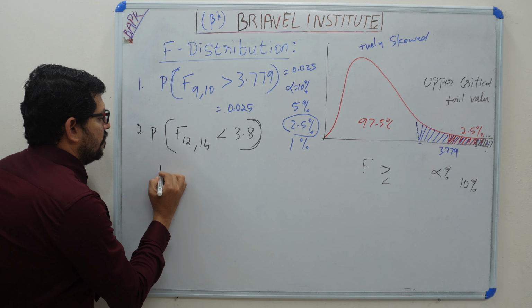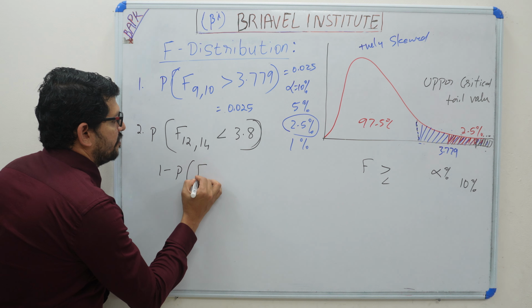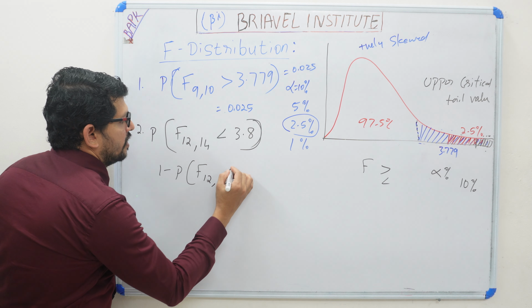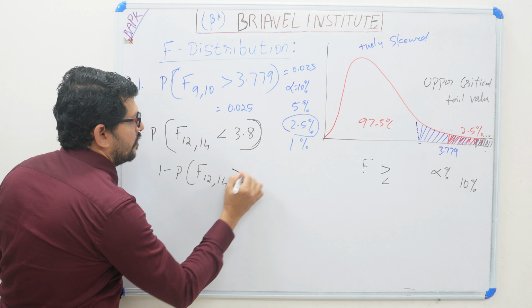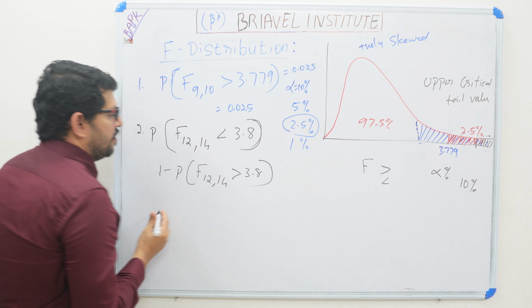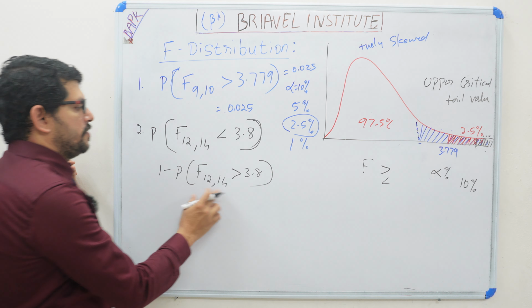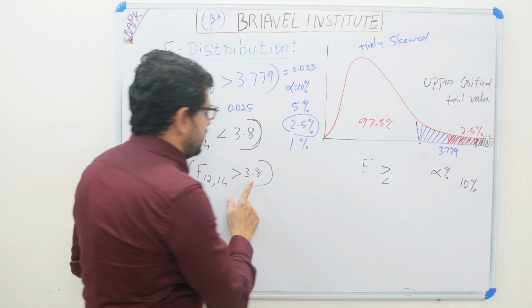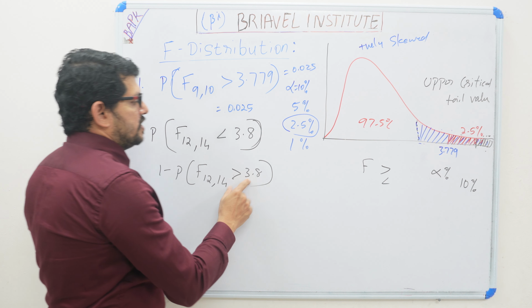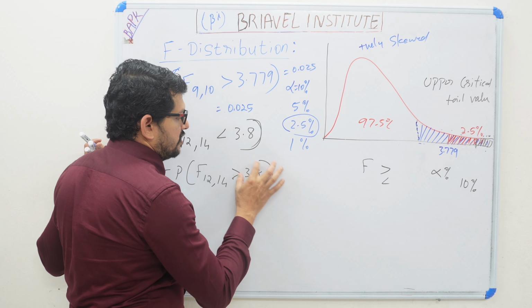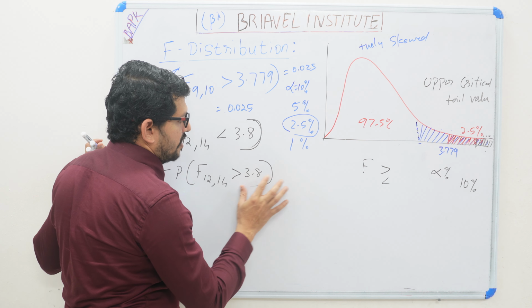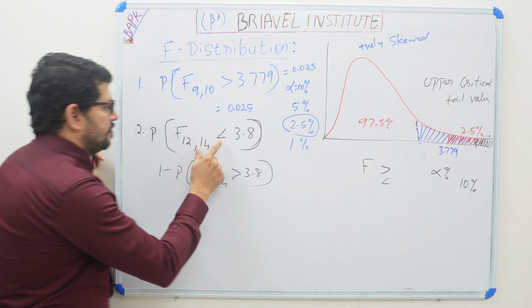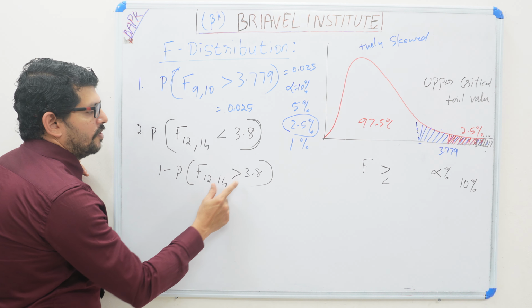Here the value is 1 minus the probability of F12,14 greater than 3.8. You have to change it to 1 minus the probability of F12,14 greater than 3.8. We have to check whether it is a lesser value or higher value. So we can write like that: 1 minus the probability of F12,14 greater than 3.8.